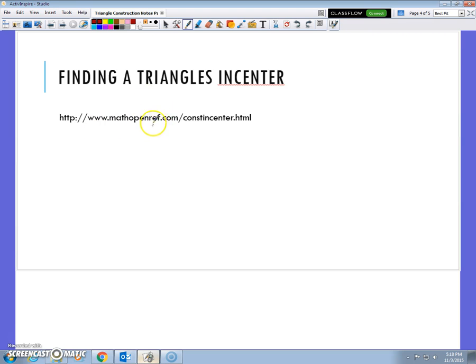And later on in class, we're going to find what an incircle is. We're going to make a circle inside of our triangle, and it's going to have special properties as well. So that's it for today.